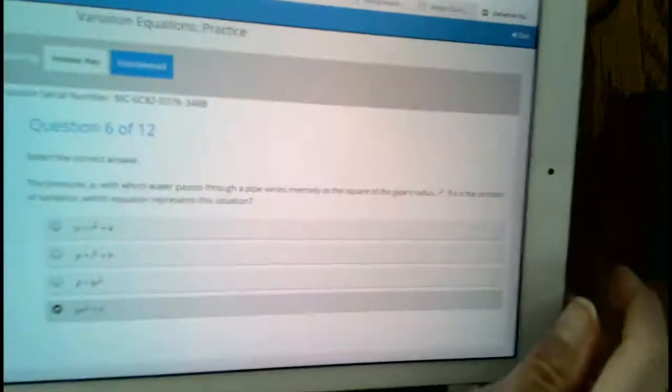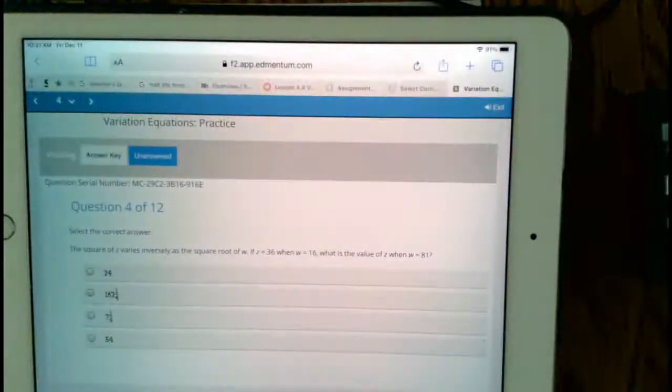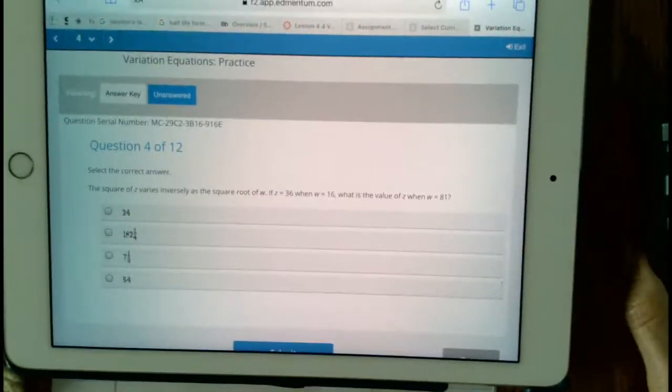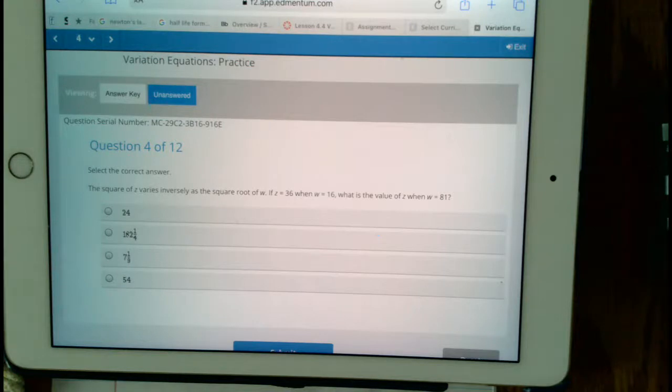So now that we've set up a couple of variation problems, let's go back and do a problem with numbers in them. The square of z varies inversely as the square root of w. If z is 36 when w equals 16, what is the value of z when w is 81?